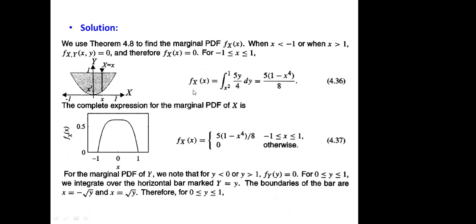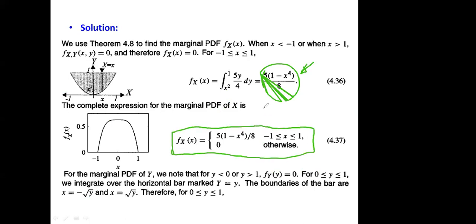Okay, look at this, the fx. They have done x square to 1, and then they have found the result like this one, 5 into 1 minus x square by 4 by 8. Then they also found this, which is actually a probability. When I'm talking about PDF, then we need to include the zero otherwise case. So they have put it in PDF format.